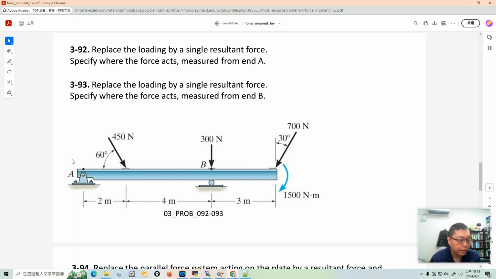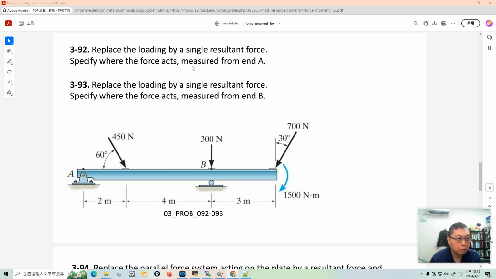This problem has a beam on a support. It looks like a pin support here and a roller support, but the supports are not relevant to this problem, because the problem wants you to replace the loading by a single resultant force and specify where the force acts. These two are almost the same problem. In 3.92, determine the position of the resultant force with reference point A, and 3.93 is determining the resultant force with the reference point at B. So it's actually the same problem, but with a different reference point.